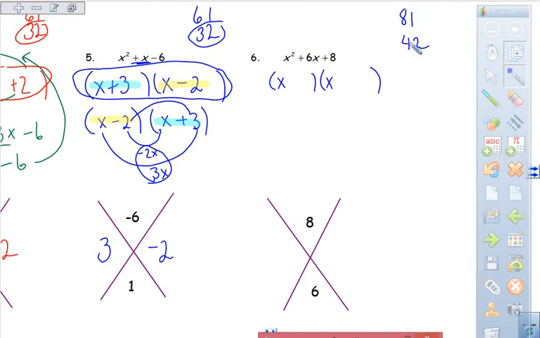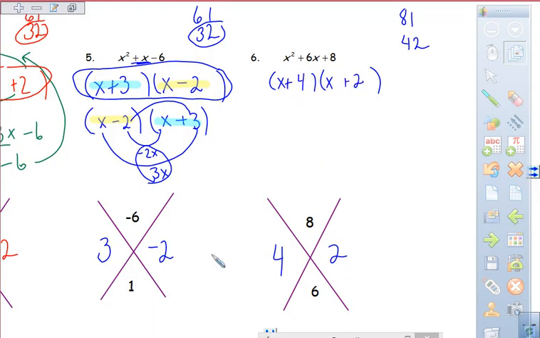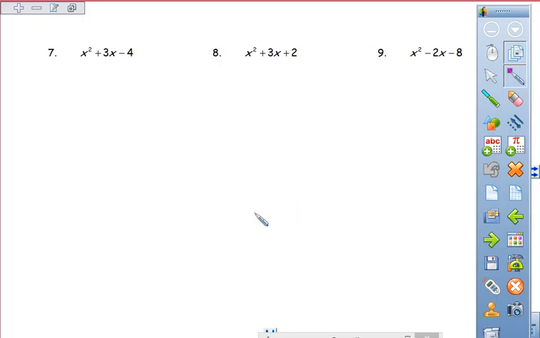Factors of 8 are 8 and 1, 4 and 2. We need to find numbers that multiply to 8 and add to 6. So I'm going to choose 4 and 2. So it's a positive 4 and a positive 2. Double checking my answers, my insides give me 4x, my outsides give me 2x, so that gives me my 6, and then 4 times 2 we chose to be the multiplier to give us 8. Try these 3 problems. Please pause the video when you're ready for the answers.